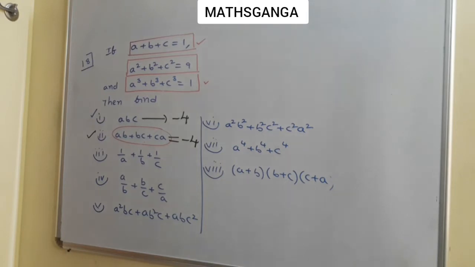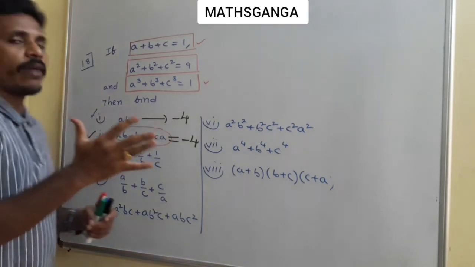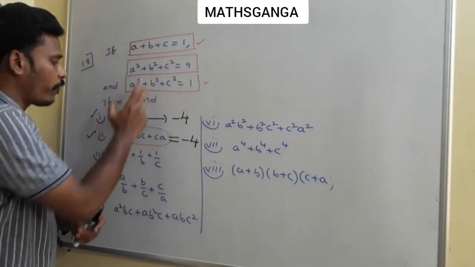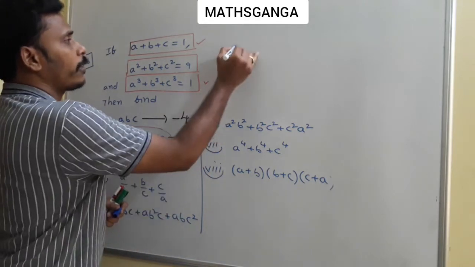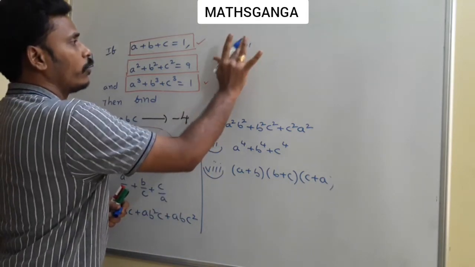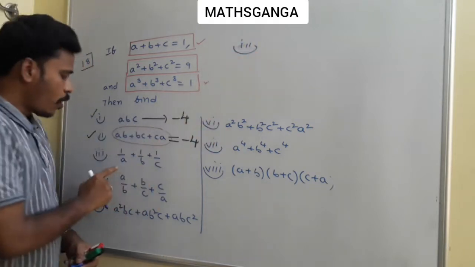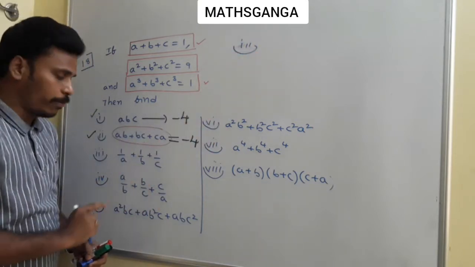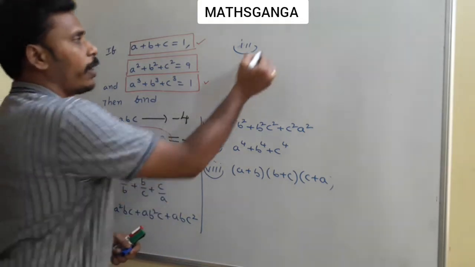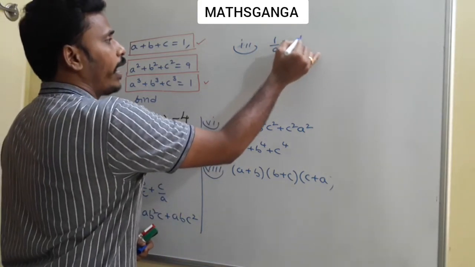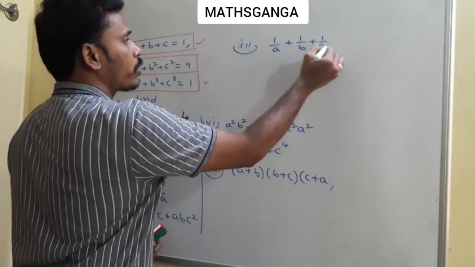Now, think about the third one. Now I have 5 different values in my hands. Okay, these 5. Using that, I need to find the third one. The third one is very simple, I think. See, third one, right? What it is? 1 by a plus 1 by b plus 1 by c. So you just take LCM of these 3 numbers. What it is? abc. Okay. We need to find 1 by a plus 1 by b plus 1 by c.